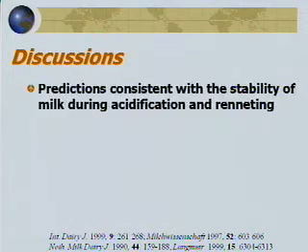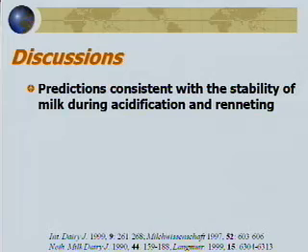So far, this prediction described how milk stability is changed during the acidification and renneting process. As you can see, if pH decreases, the milk becomes unstable, and as the amount of kappa casein cleaved from the surface increases, casein micelles become unstable too.